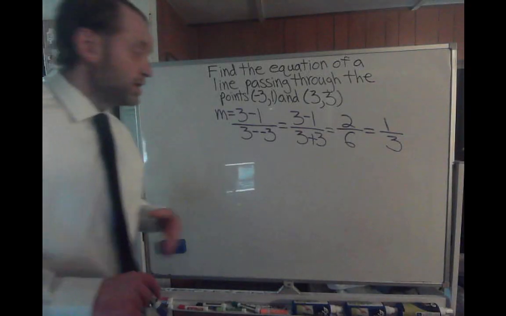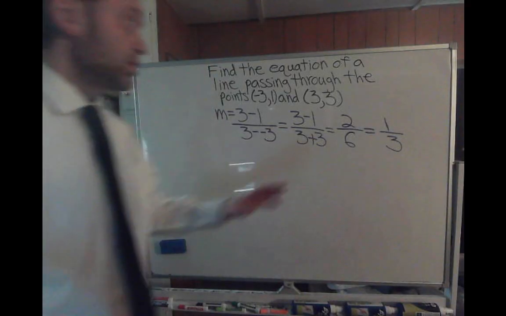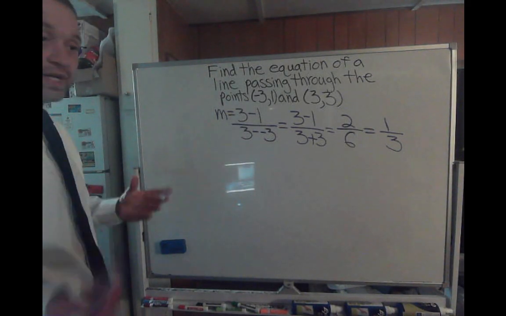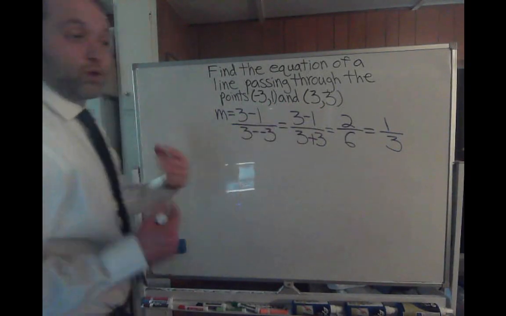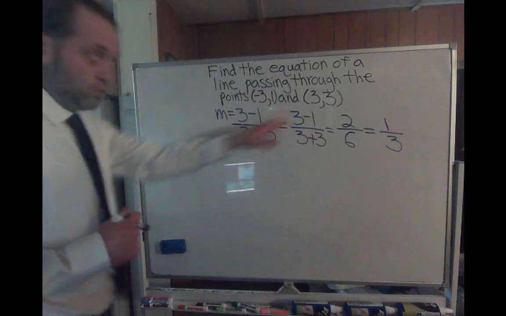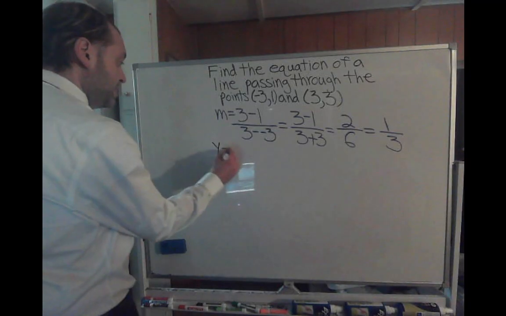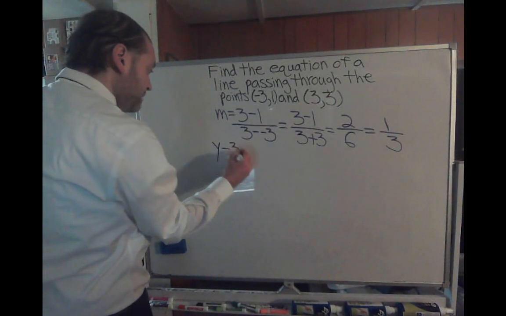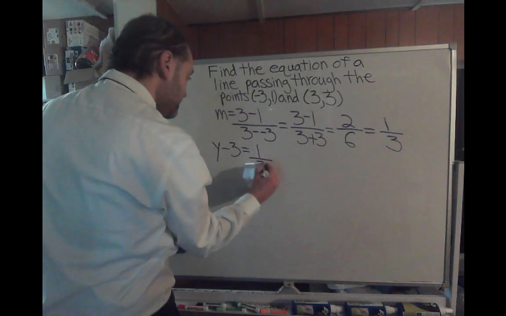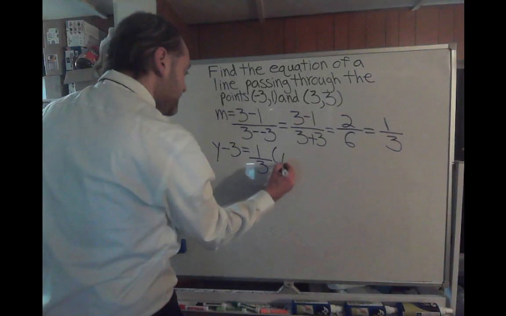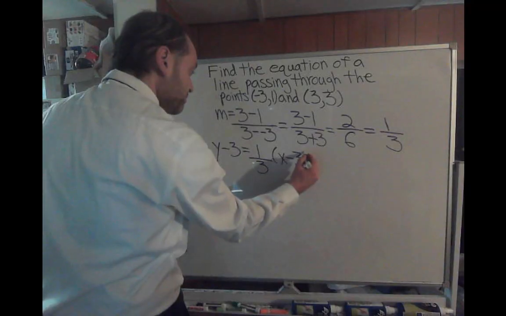Looks like we're good. So the slope of this line going through these 2 points is 1/3. Now, all we need to do is pick whichever point we'd like to work with for our point slope form of the line. I'm going to pick 3, 3. So we'll take y minus the y coordinate of 3 equal to our slope of 1/3 times x minus the x coordinate of the point we're working with, which would be 3.